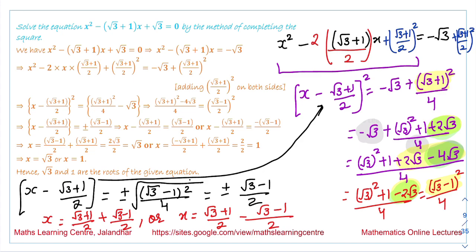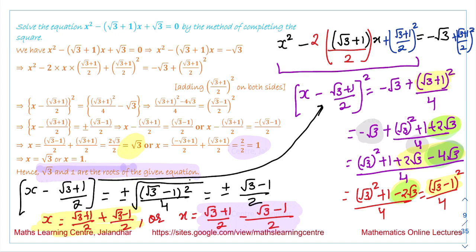When we solve this equation, when we find the value of x, we get that the value of x is square root of 3. And when we solve the other value, that is (root 3 plus 1)/2 minus (root 3 minus 1)/2, we will get the answer 1. So the final answers we are getting are root 3 and 1. These are the roots of the given equation.